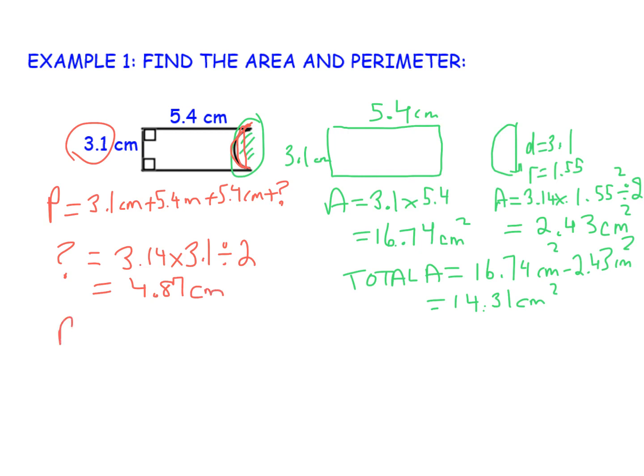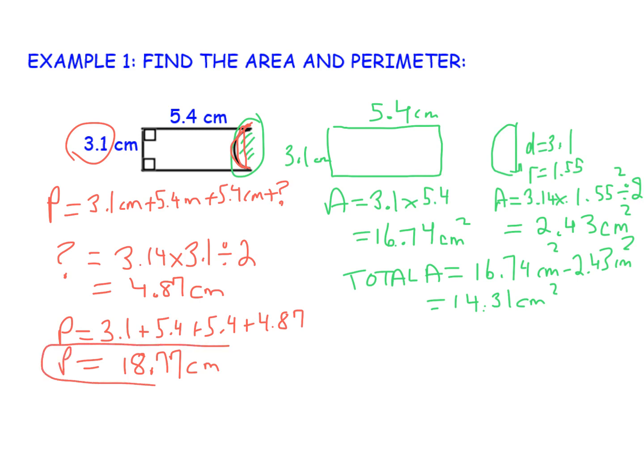And so now I can take my perimeter and I can say 3.1 plus 5.4 plus 5.4 plus 4.87. When I add all of those up, then I'm going to have the total perimeter of this shape. That's going to give me a total perimeter of 18.77 centimeters. And so that's my final answer for the perimeter of this unusual rectangle with a little bite taken out of it.